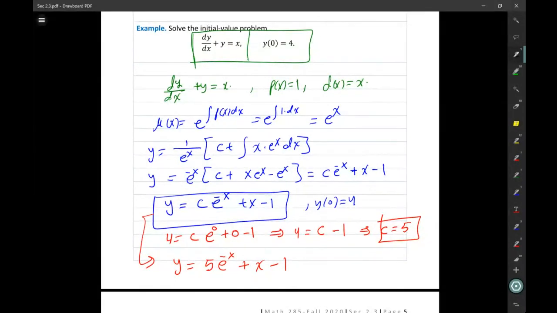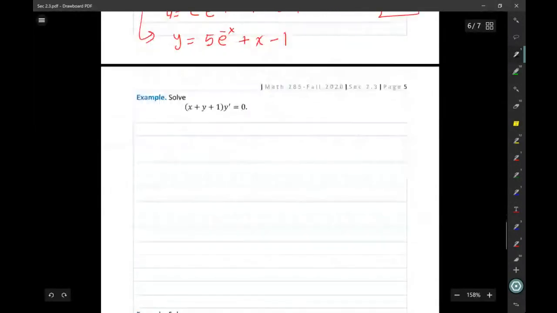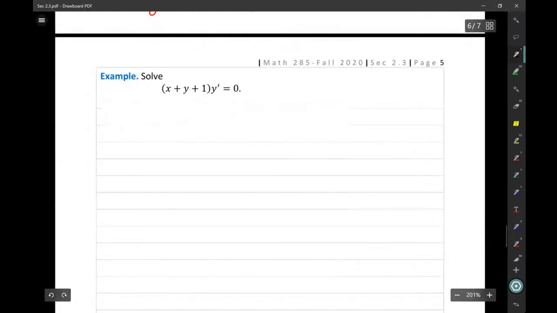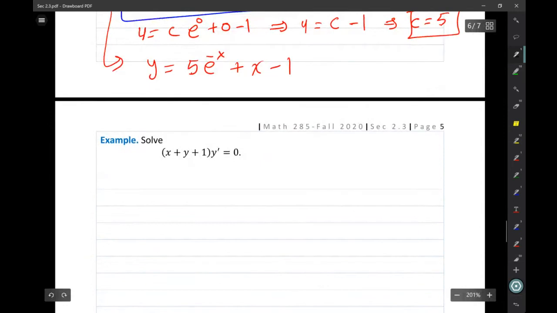Any question for this example? Okay, let's see the next example. It says solve x plus y plus 1 times y prime is equal to 0. Sorry, this one here should be 1, otherwise the question has no meaning.